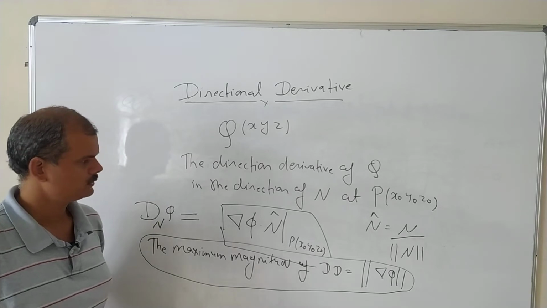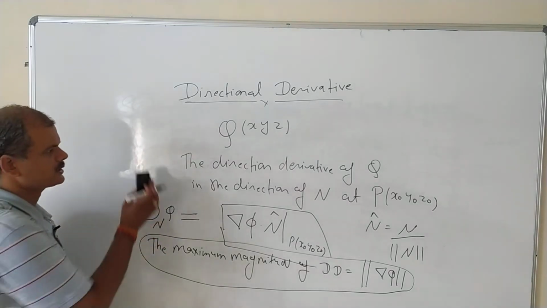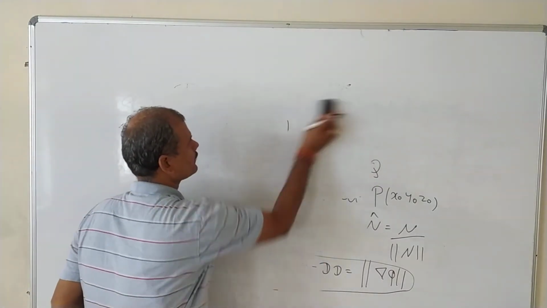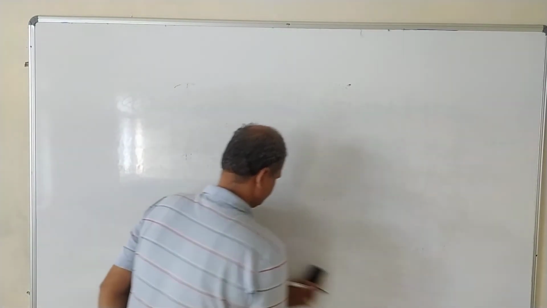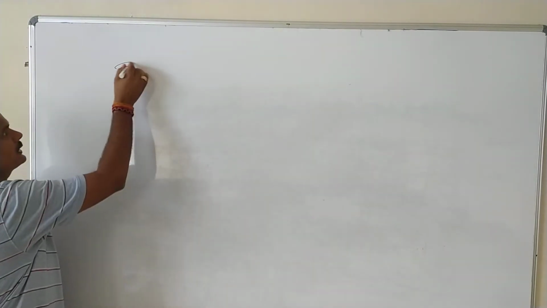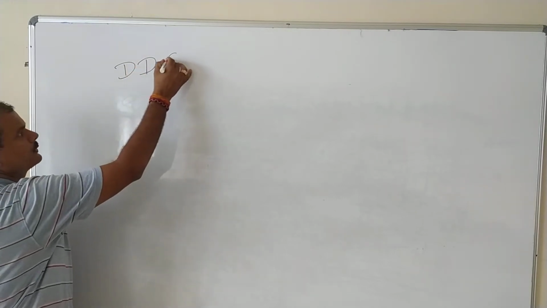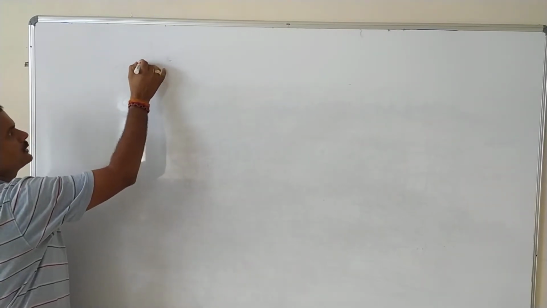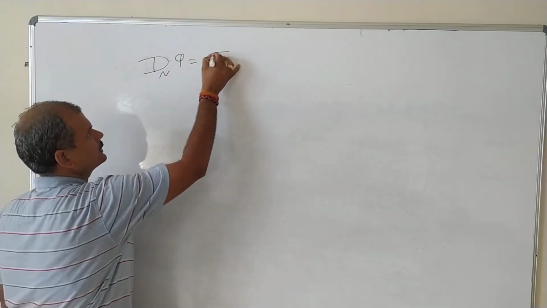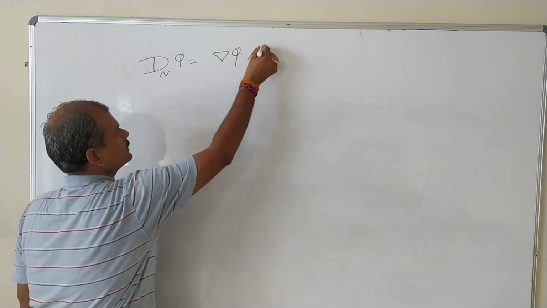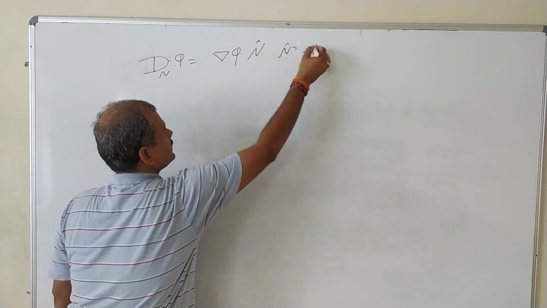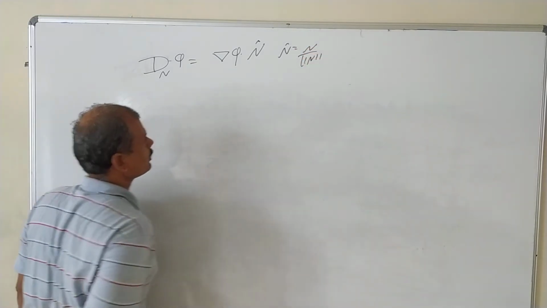Okay, so I'll take one question based on the directional derivative. I'll write the formula here at the top. The directional derivative of phi in the direction of n will be gradient of phi dot n cap, where n cap is n upon mod of n.